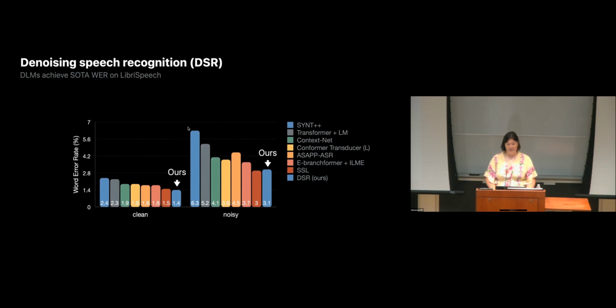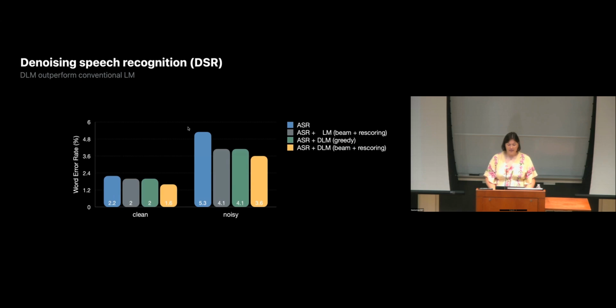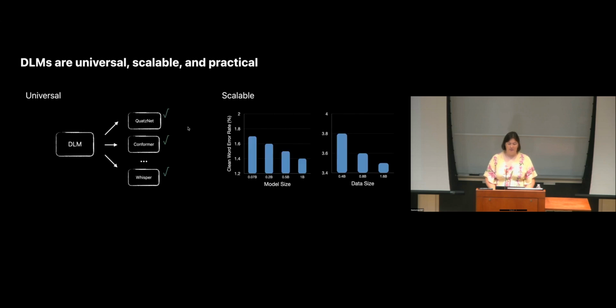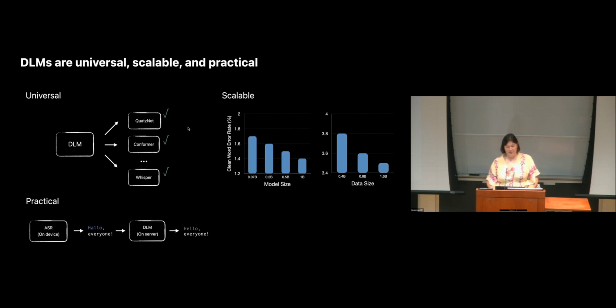Speech with a denoising language model on top, and even close performance with SSL methods here. And in terms of conventional language models, we were able to outperform them, showing finally that an error correction model can be better than the standard language model. We tested how we perform with different architectures, and it's applicable. We checked the scaling: if you increase the model size or data size, it becomes better. It's practical because you can do ASR on device and then just send all transcriptions to the server, and it will do denoising of these transcriptions.